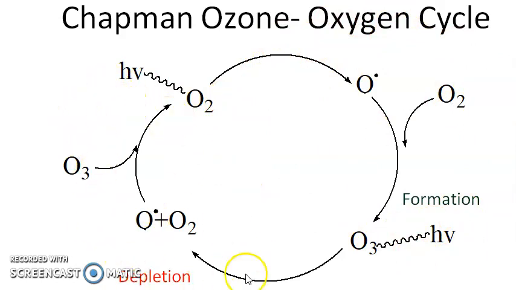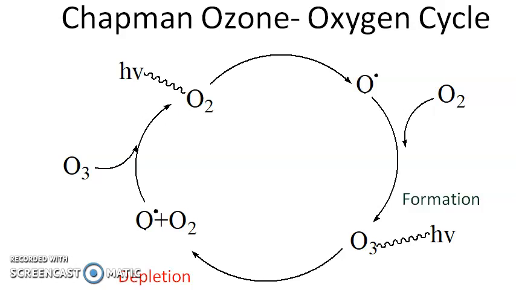This happens naturally in the ozone layer, that is between the troposphere and stratosphere. The natural formation and depletion of ozone, this cycle is called the Chapman ozone oxygen cycle. So in nature, ozone is formed, it is depleted, so that the thickness of the ozone layer is maintained at 300 Dobson unit, nothing more, nothing less.